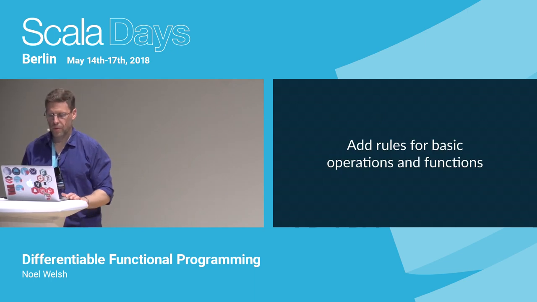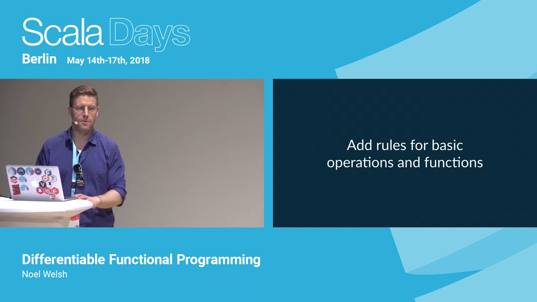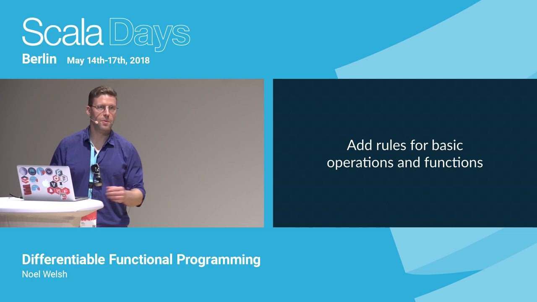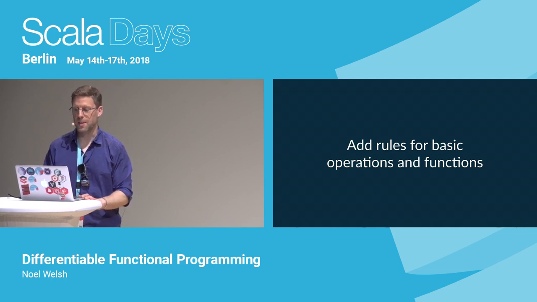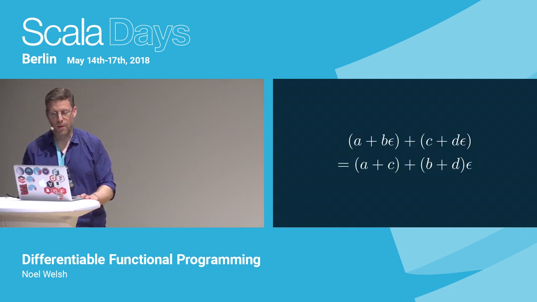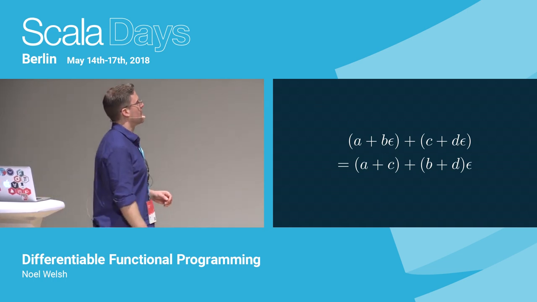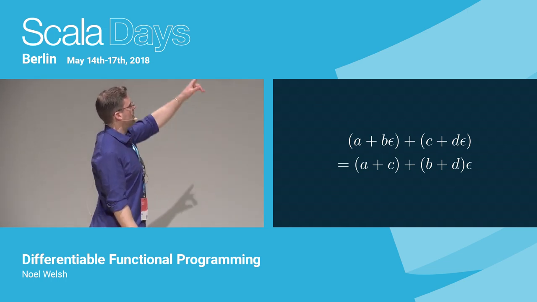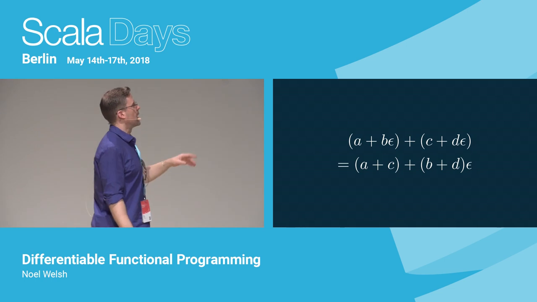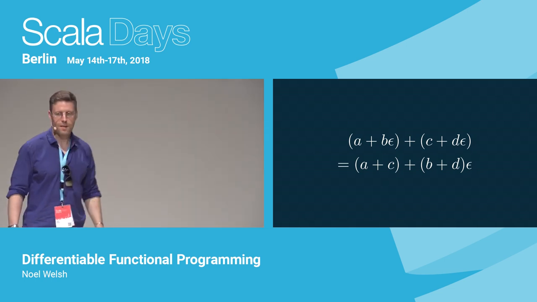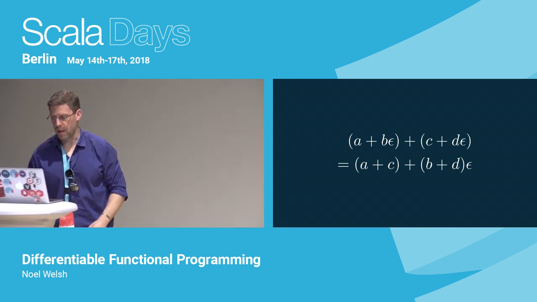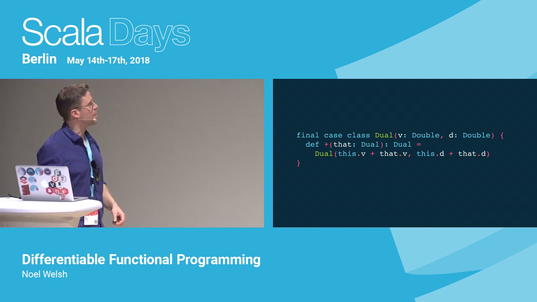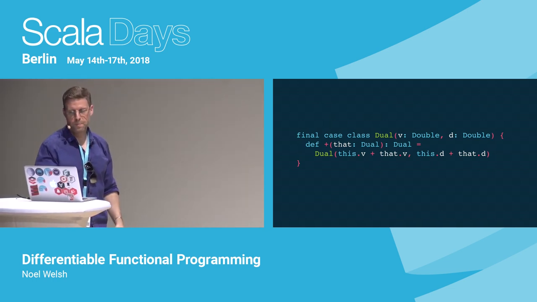And then we add in rules for our basic operations and our functions. And these are just the same rules that are used in symbolic differentiation. So for addition, it works just like addition. You add two numbers together, you add the real bits, and you add the derivative bits together. And you can implement that like so. Add the values, add the derivatives.